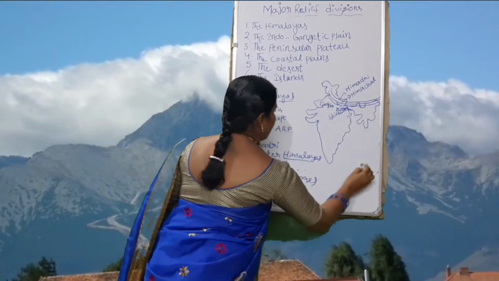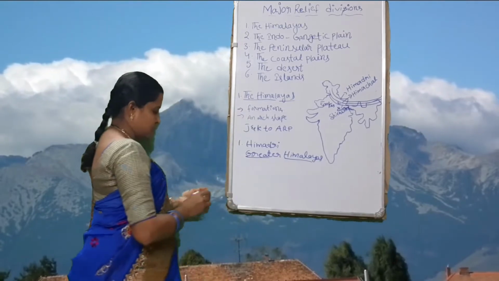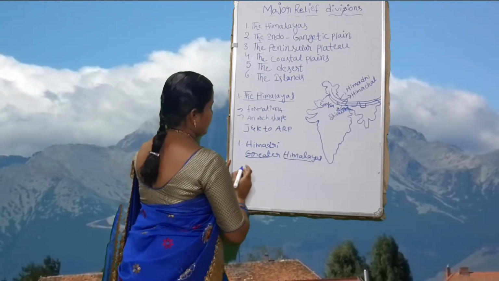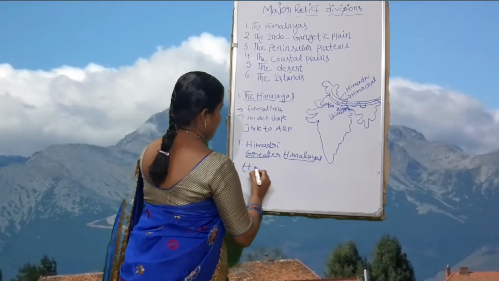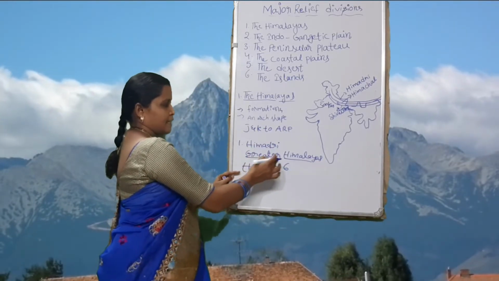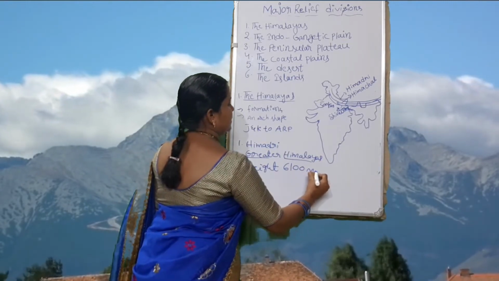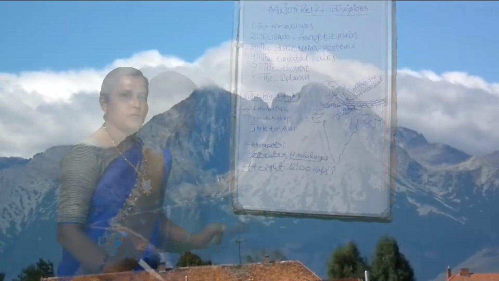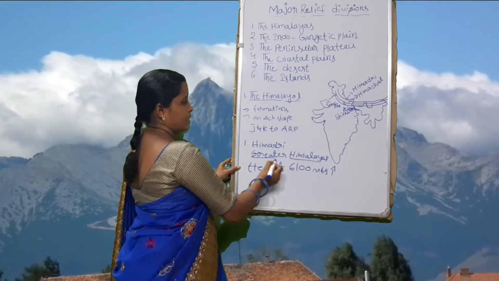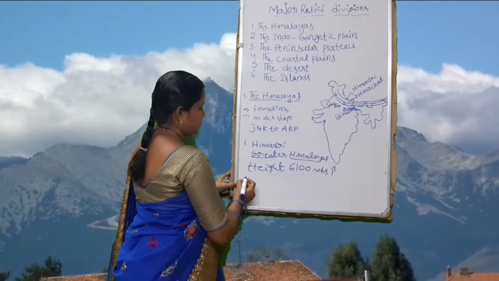In this class we learn about the Greater Himalayas: what is the width, what is the average elevation. The height of Himadri, or the Greater Himalayas, is 6,100 meters. Students, I will explain once again: in the Himalaya ranges, Himadri or the Greater Himalayas, the height is 6,100 meters.